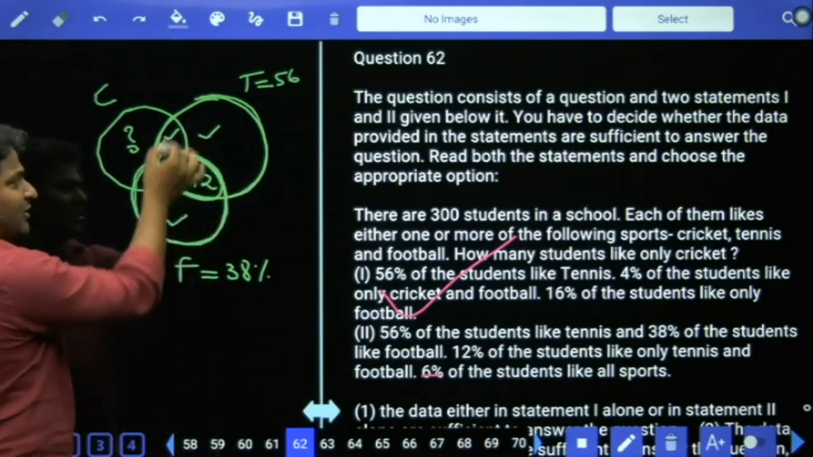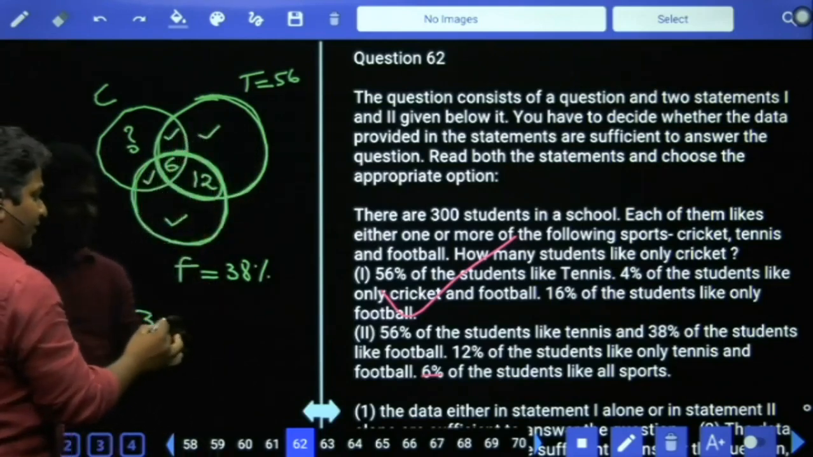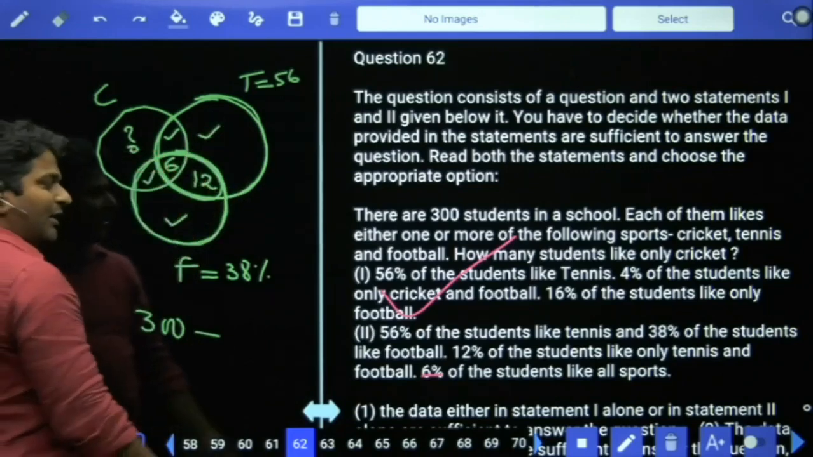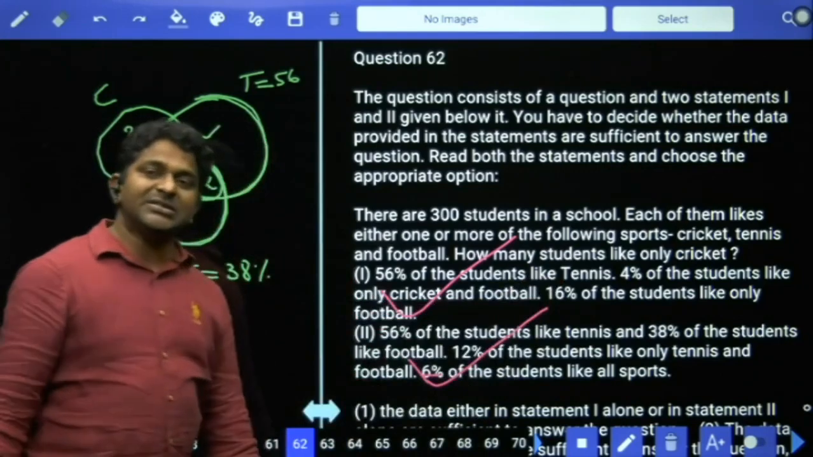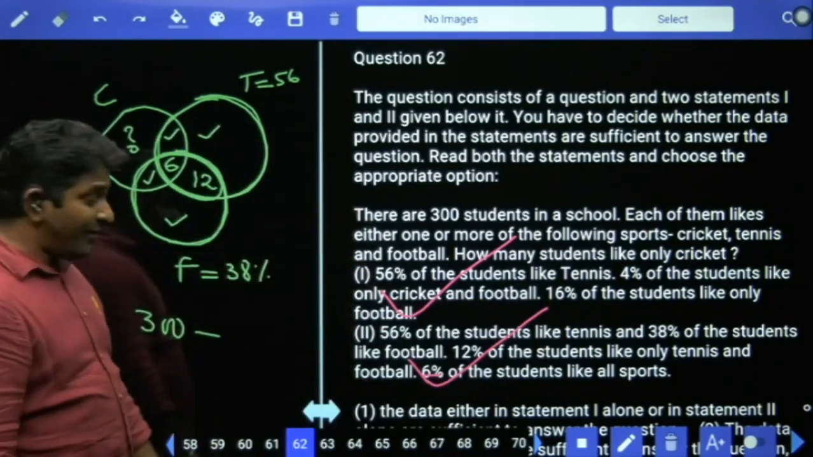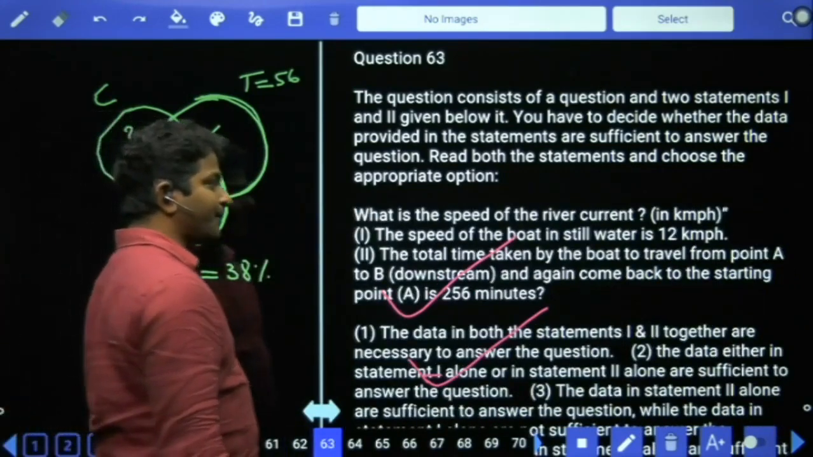So these values are already known to us. From 300, if you subtract some of these values, we will get only cricket. So the second statement is also alone sufficient to answer the question. 1 alone will give you the answer, 2 alone also will give you the answer.